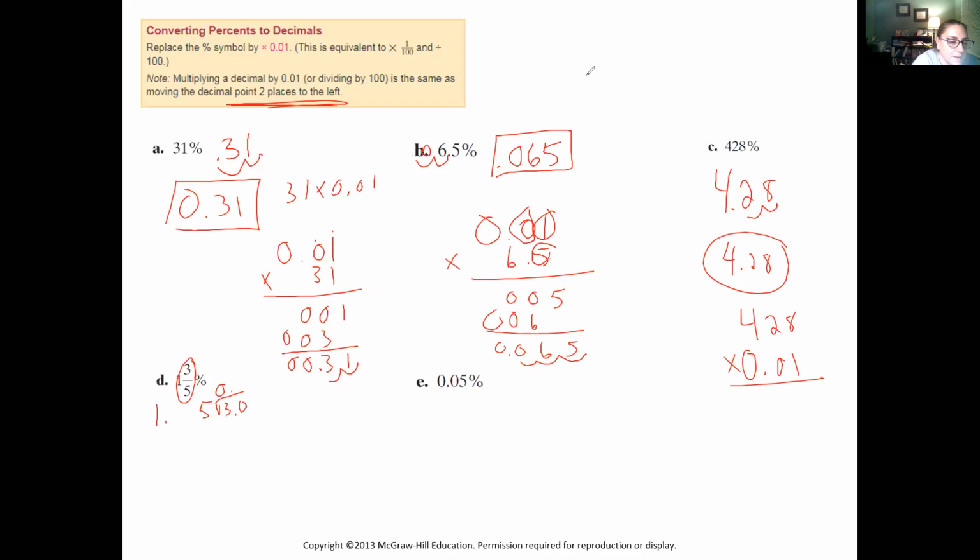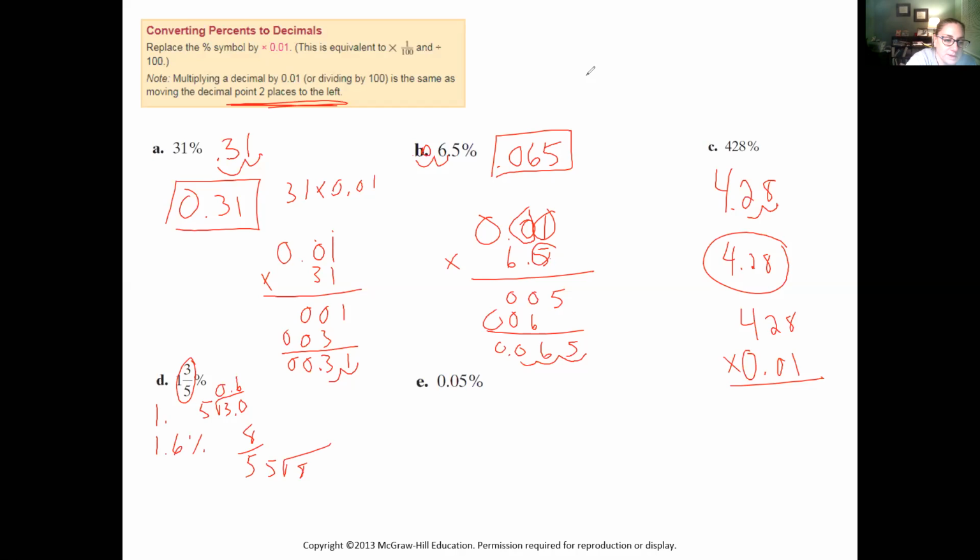And it would be 0.6. So the answer would be 1.6%. Or you can turn this into an improper fraction. So 5 times 1 is 5 plus 3 is going to give you 8/5. And then you can divide.